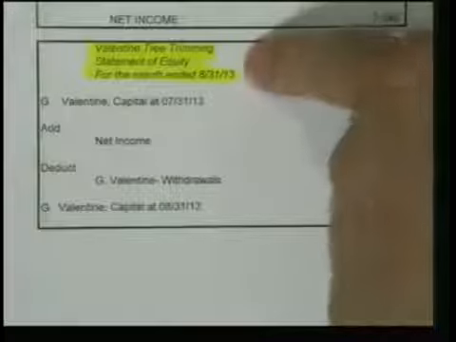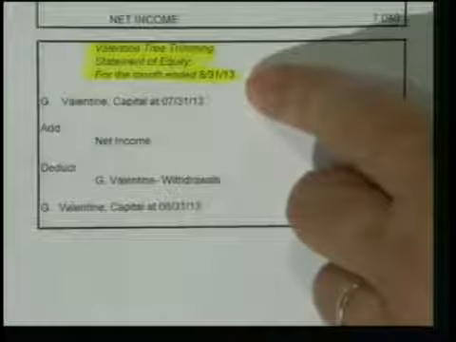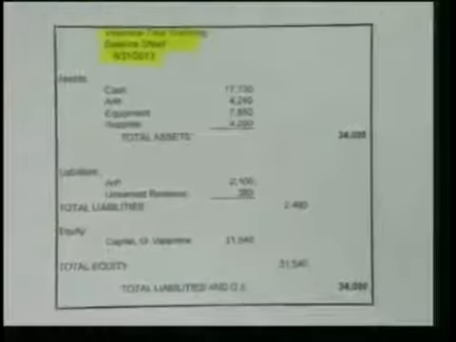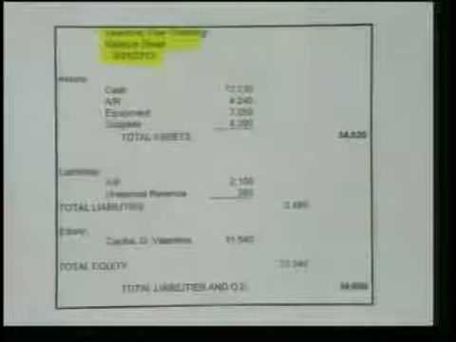Once again, it's prepared in proper form. The name of the company, the name of the statement, and it's dated properly for the month ended 8/31/13. The way that this is dated will always be the same as the income statement. Okay, any questions on the income statement or the statement of equity? Okay, the ending balance of capital is $31,540, and that flows over to our final statement that we're going to prepare, which is the balance sheet, correct?